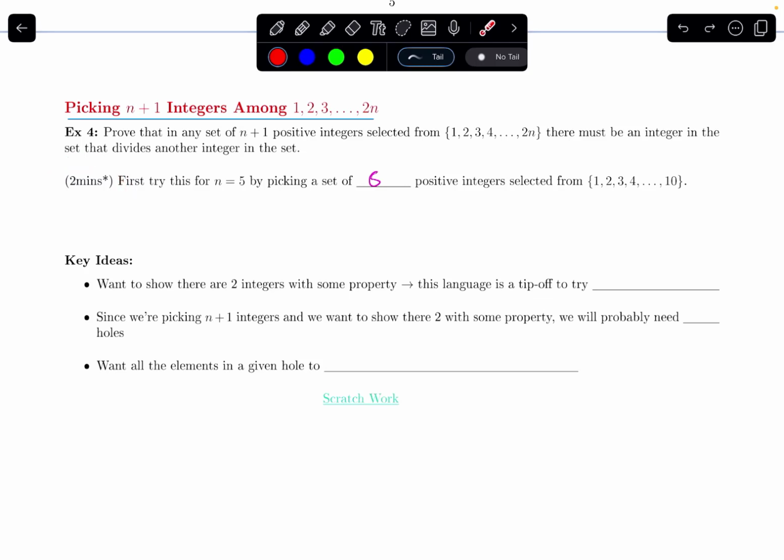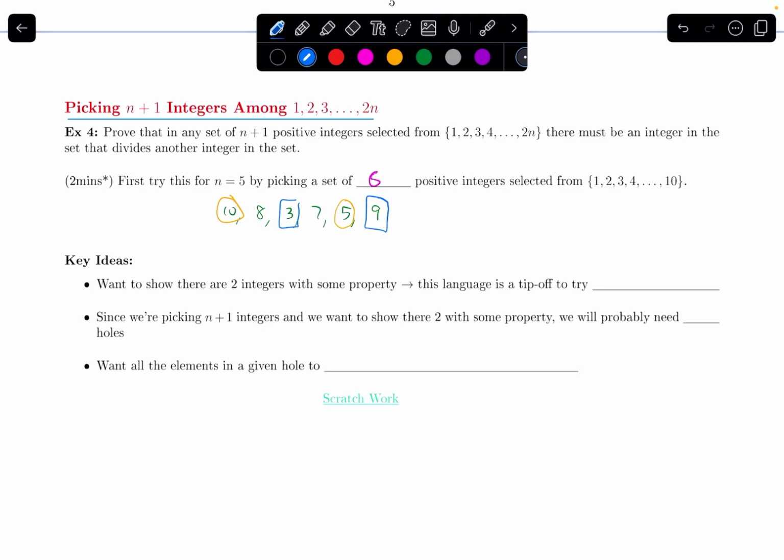All right, so hopefully you did that. Hopefully you paused it to try it. So let us talk about this. So let's say that the integers that we picked were 10, 8, 3, 7, 5, and 9. So I noticed that in that set of 6, 5 divides 10, and I see another pair where 1 divides the other. I see that 3 divides 9.